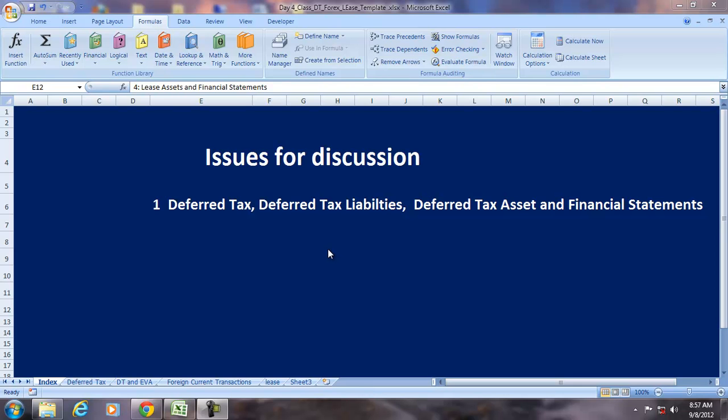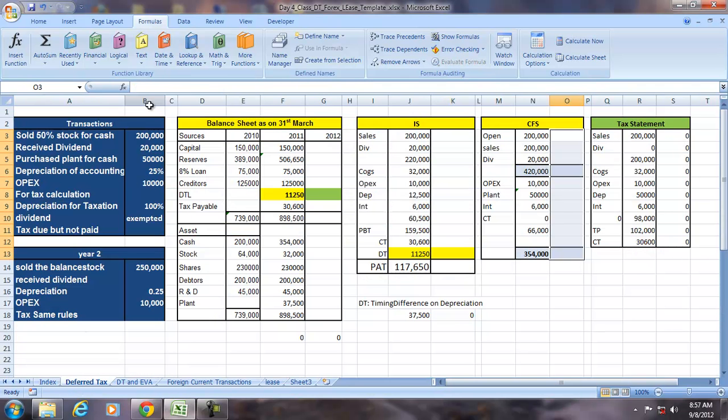Welcome back to our discussion on deferred tax liabilities and deferred tax assets and their effect on the financial statements. In the previous session, we have seen that with a given transaction, how there is a deferred tax liability, and the deferred tax liability was there because of the timing difference. The profit as per the income statement is not the same as the profit as per the tax statement because of the dividend and because of depreciation.